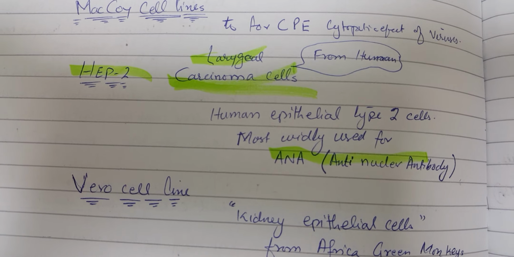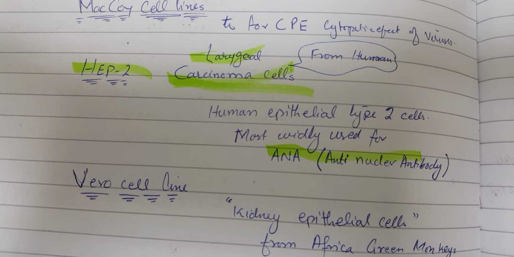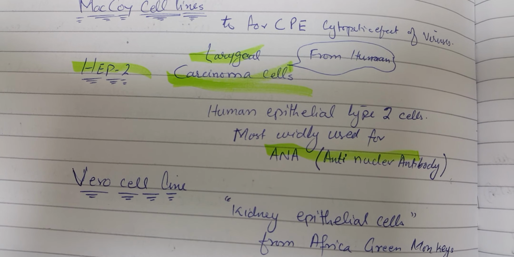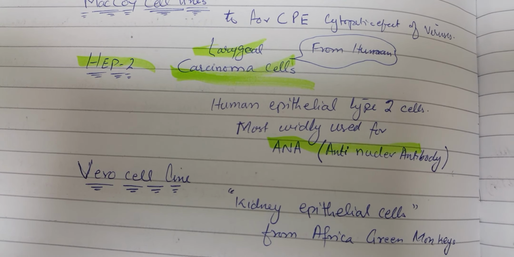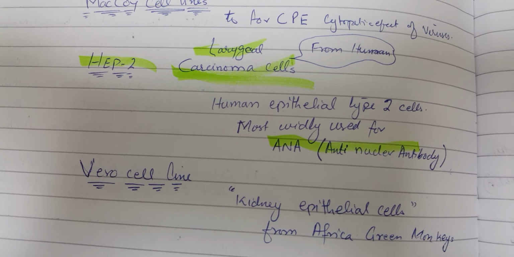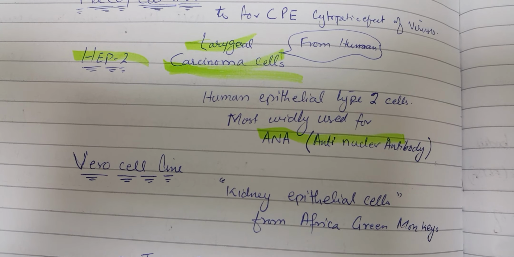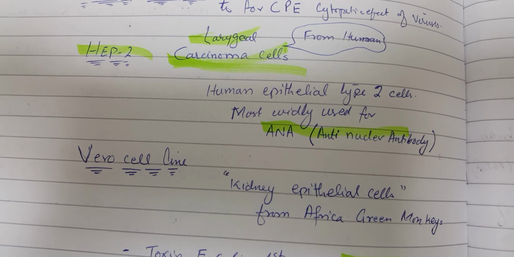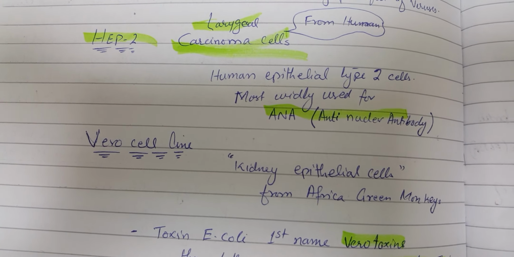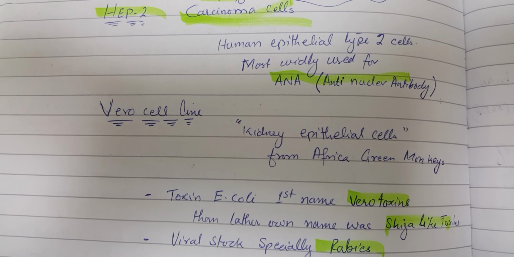In 1955, the HeLa cell lines were the first human cell lines to successfully clone the parvo and papilloma viruses. McCoy cell lines are also used for cultivation of viruses, and most probably are used for observing the cytopathic effect of viruses. Some viruses show a cytopathic effect on cell lines. HEp-2 is also from a human source, laryngeal carcinoma cells, human epithelial type 2 cells, which are most widely used for ANA titers, antinuclear antibodies in case of autoimmune diseases, while Vero cell lines are kidney epithelial cells from African green monkey.